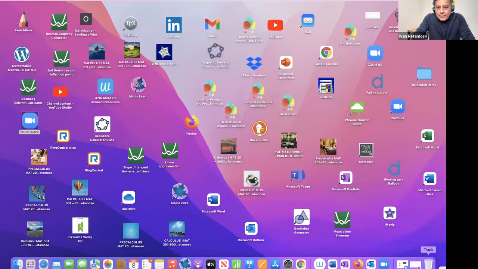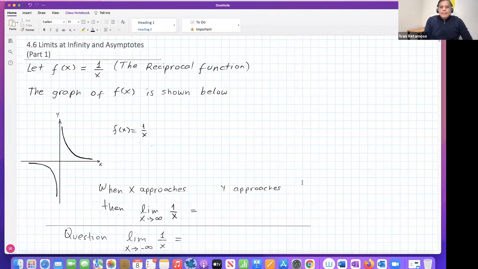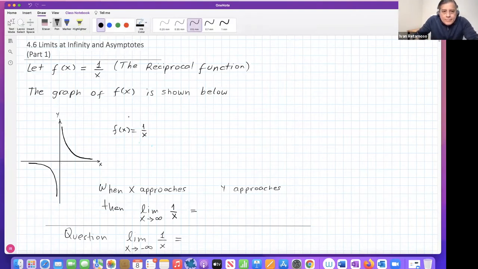Today we have to talk about limits at infinity and asymptotes. Since this chapter is long, I have broken it down in two parts. Today we will do part one, and on Wednesday in person at BMCC, I will do the second part, okay? So let's explain this by looking at this example.